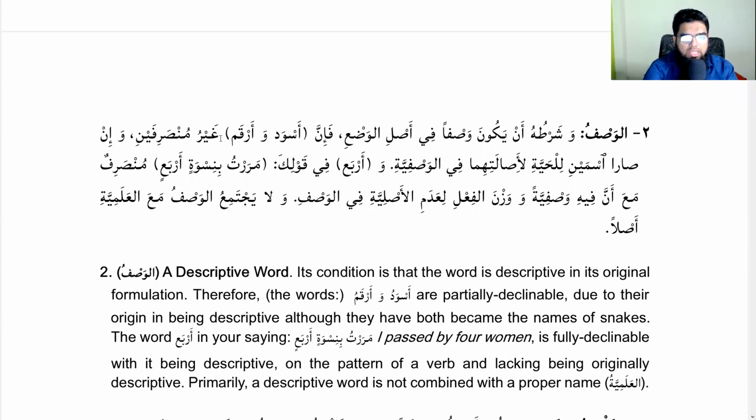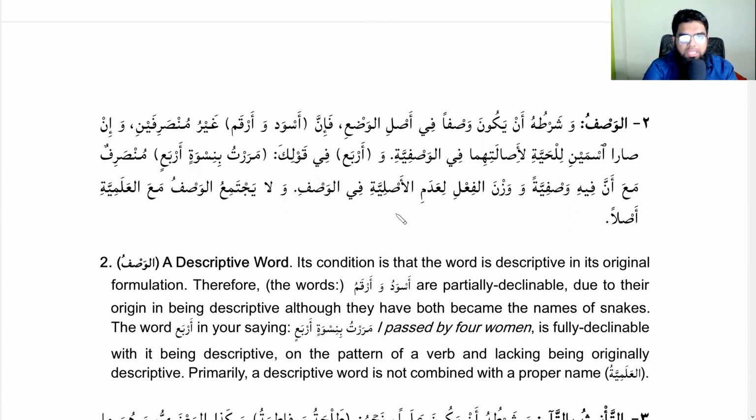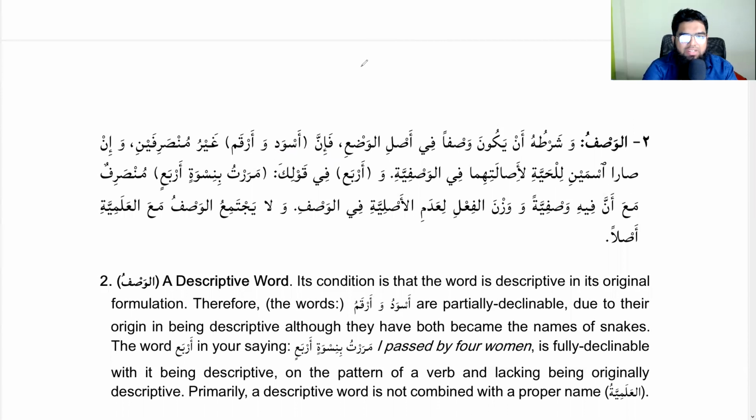So the names أسود and أرقم غير منصرفين وإن صار اسمين للحية. So he's explaining that originally these names were formed as descriptions: aswad means black and arqam means poisonous. وإن صار اسمين للحية. They became names of snakes later on, لأصالتهما في الوصفية, because they were originally for description. So originally we were describing something as black, as aswad, no? Even though they became names, they will still be diptotes. He's just giving an explanation.